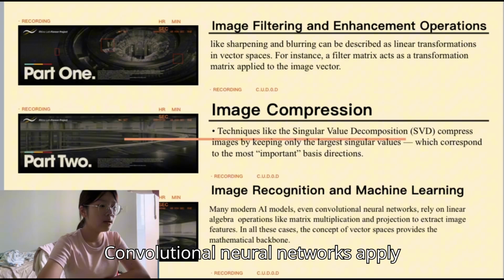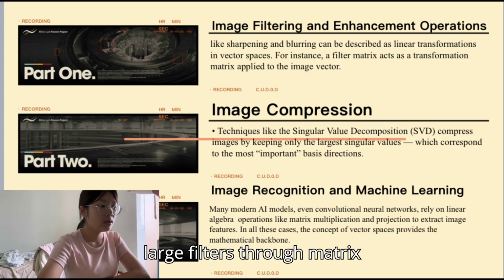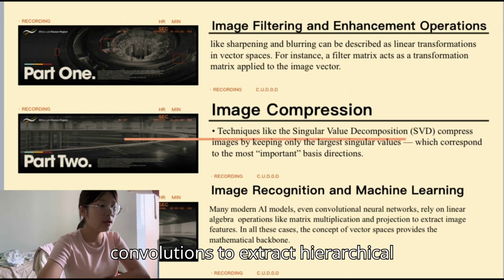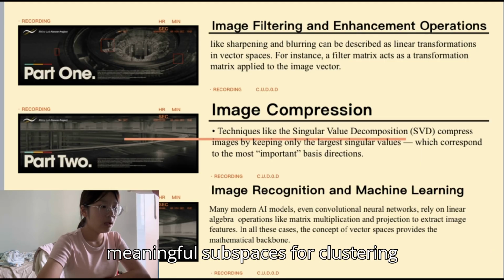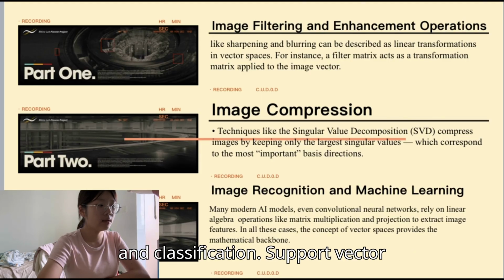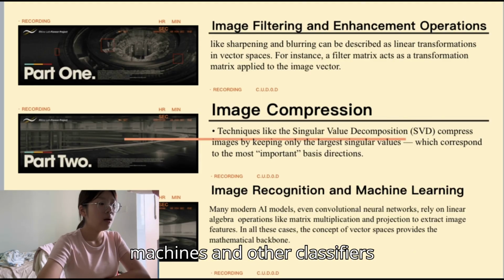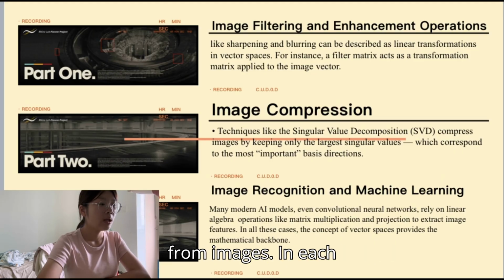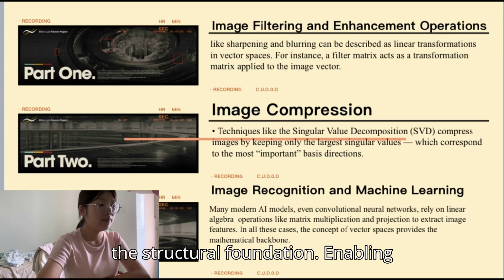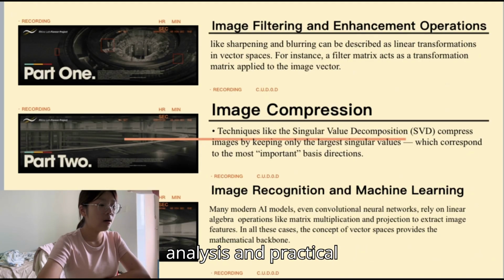Convolutional neural networks apply layered filters through matrix convolutions to extract hierarchical features. Dimensionality reduction techniques project images into meaningful subspaces for clustering and classification. Support vector machines and other classifiers often operate in high-dimensional feature spaces derived from images. In each case, vector spaces provide the structural foundation, enabling efficient computation, theoretical analysis, and practical implementation.